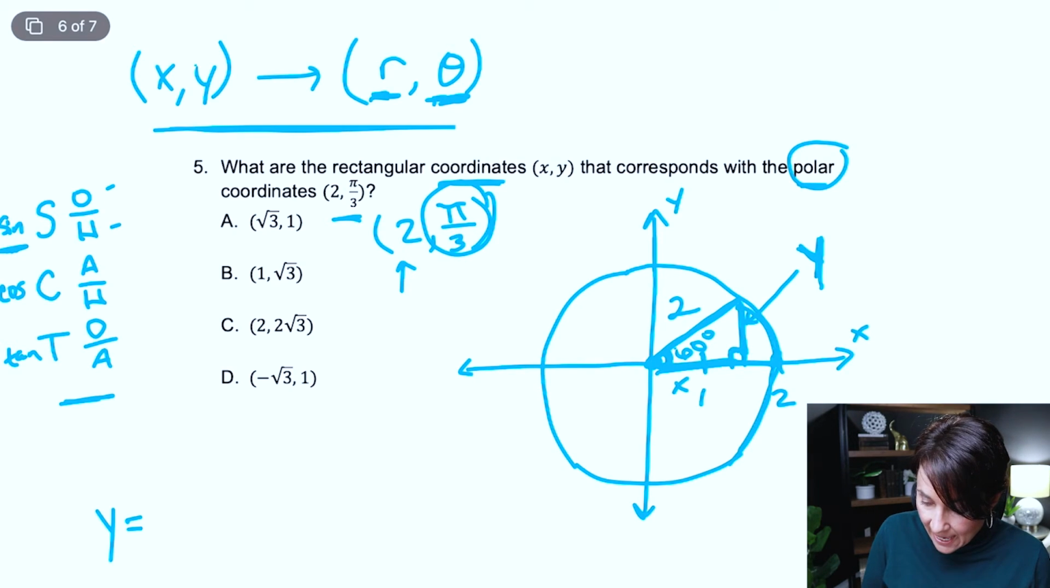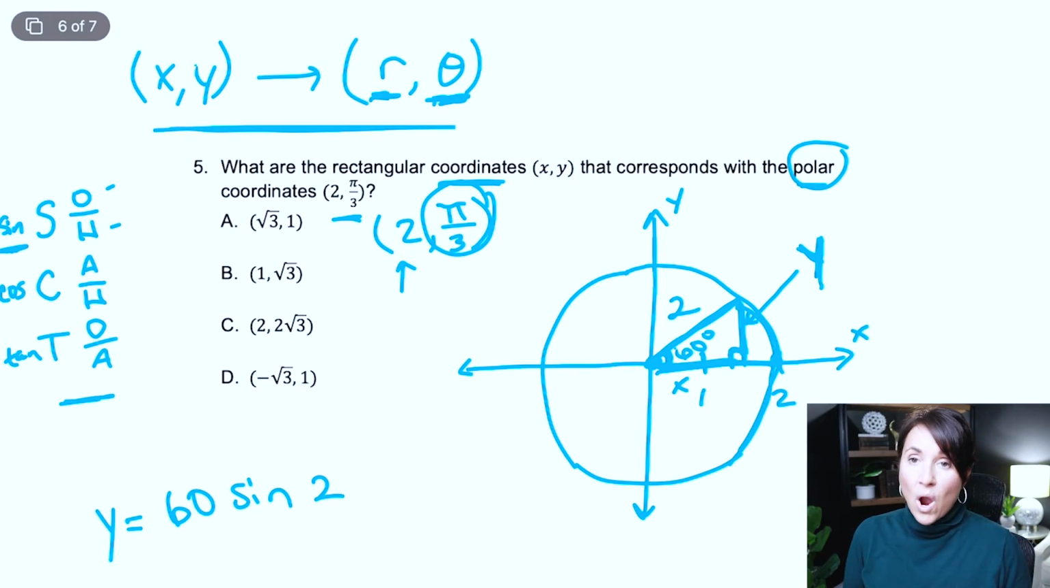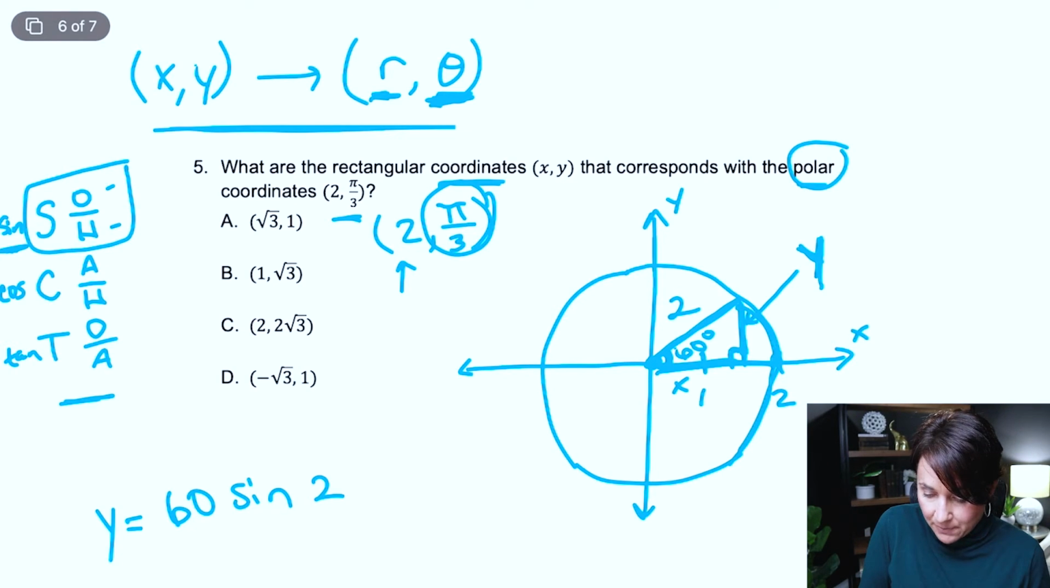So in this case, I'm going to have sine of 60 times 2. My y is going to be 2 sine 60, where 60 is my theta right here. I'm using sine because I need the opposite, and I have my hypotenuse, which is 2. Now I'm going to use my calculator to figure that out, so don't worry about that.